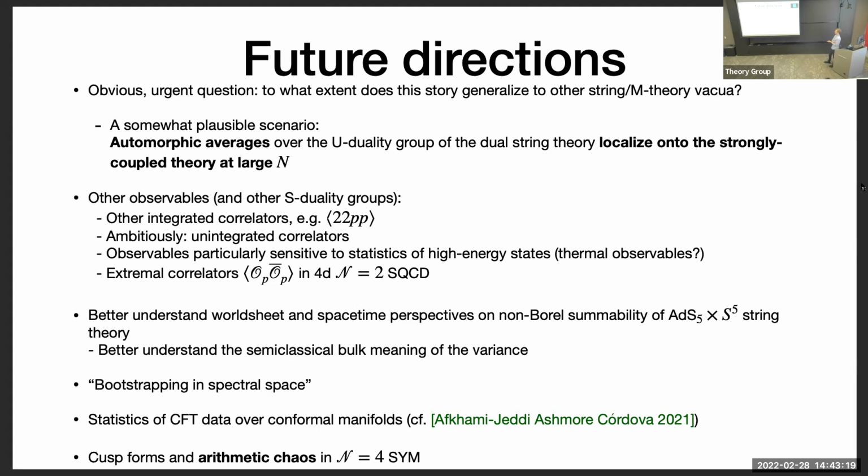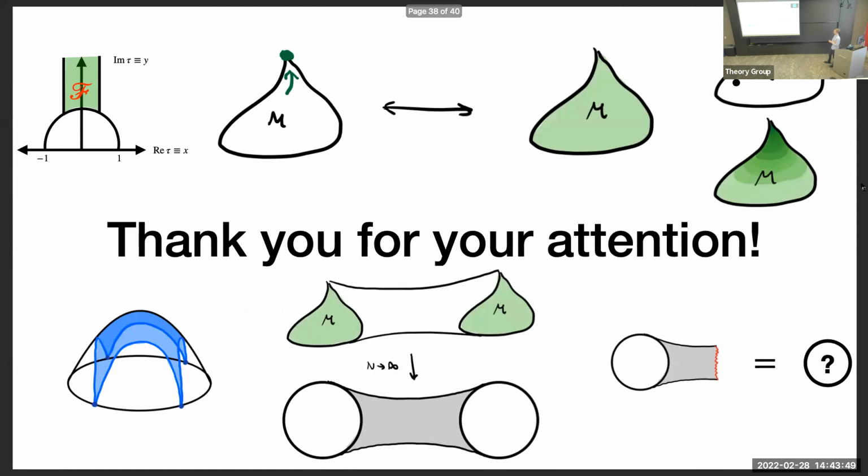It would be great to combine the spectral approach with other approaches to bootstrap. And more generally, it would be nice to more systematically investigate the statistics of CFT data over conformal manifolds. There's some nice work done here in Chicago by the group here in the context of Calabi-Yau sigma models. And finally, it would be great to understand if there's any concrete connection between cusp forms and arithmetic chaos manifesting in more conventional forms of chaos in n=4. So I'll end there. Thanks a lot.